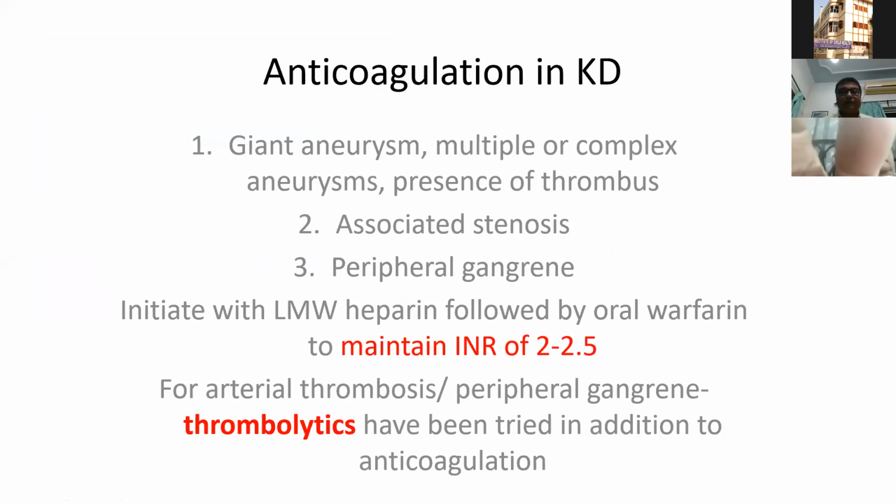Anticoagulation: patients with giant aneurysm, thrombus inside, or associated stenosis, you have to give maybe a thrombolytic, like TPA, and you have to follow up with heparin. Maintain the INR with heparin and maybe substitute with warfarin, but because warfarin and INR is very, very difficult to maintain in young children, sometimes we just follow up with the LMWH only.